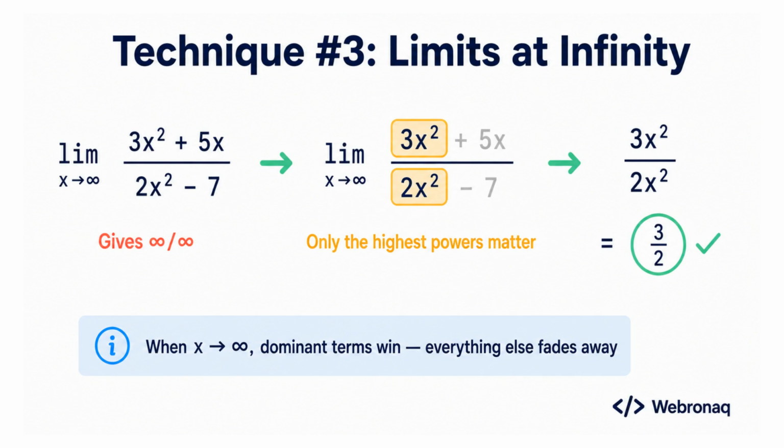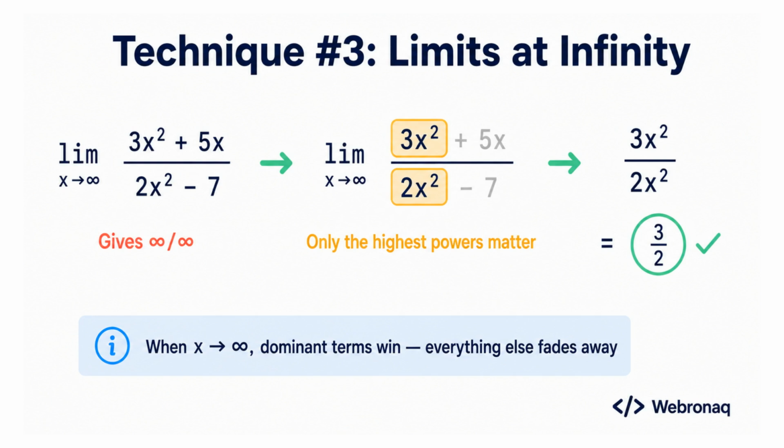This is when x isn't approaching a normal number, but heading off to infinity, getting bigger and bigger without stopping. Here's our example. The limit of 3x squared plus 5x divided by 2x squared minus 7 as x approaches infinity. If you try to plug in infinity, you get infinity over infinity, another indeterminate form. Substitution can't handle this either. But here's the key insight.